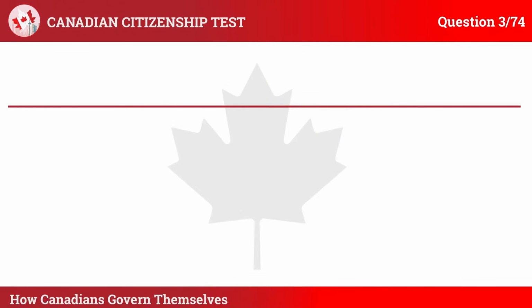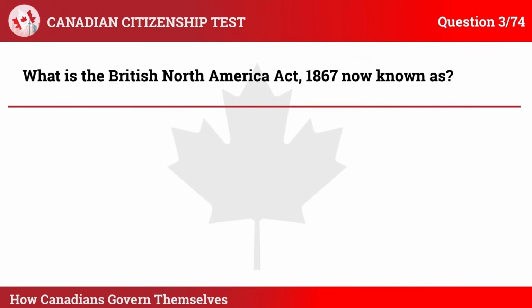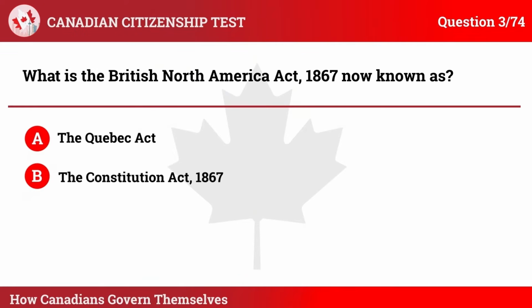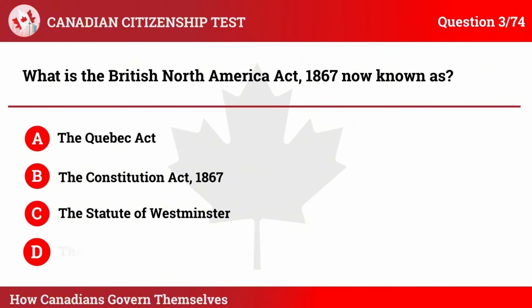Question 3. What is the British North America Act, 1867 now known as? A. The Quebec Act. B. The Constitution Act, 1867. C. The Statute of Westminster. D. The Canada Act.